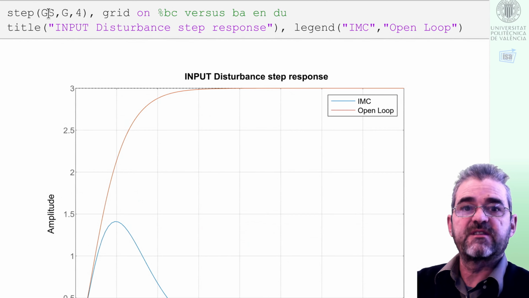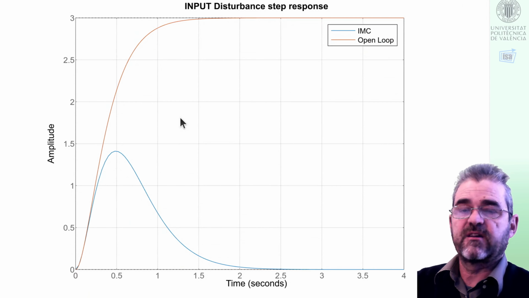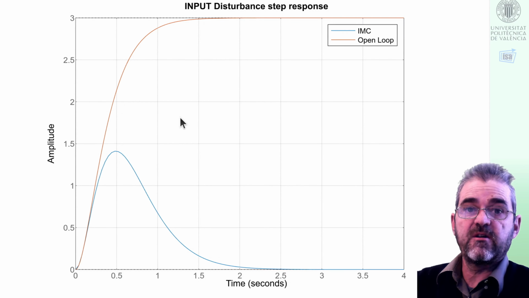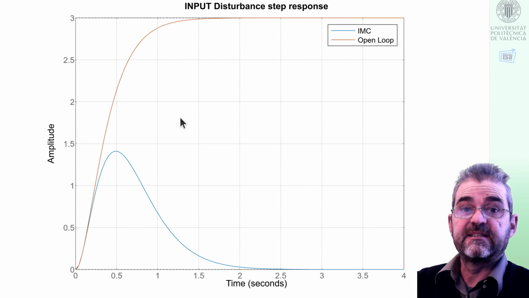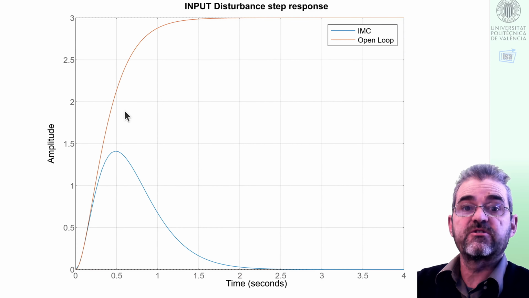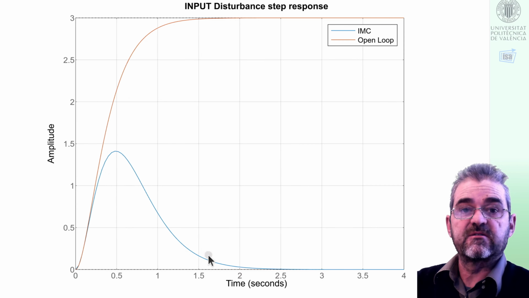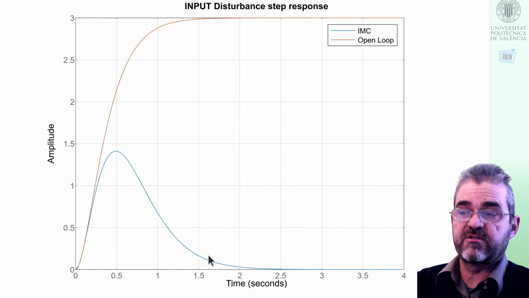Now if I plot the step response of GS, this is the effect of an input disturbance in the output. So in open loop it is just the transfer function G, because if I have no feedback, I would never realize that the output has drifted, but the internal model control feedback loop with integral action ends up cancelling in 1.5 seconds the effect of the input disturbance.